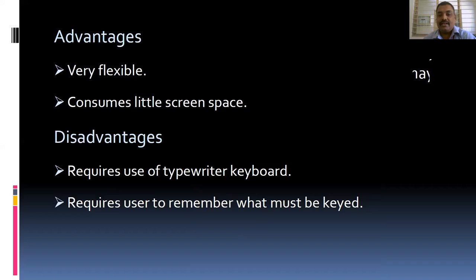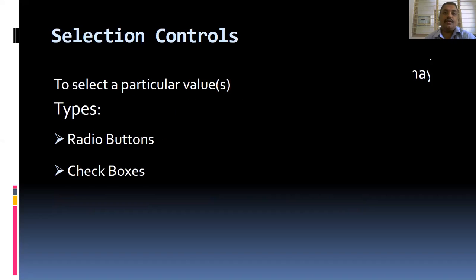It is only text data, and it requires the user to remember what must be keyed, what things are to be typed. For example, if he is typing some university name, the name, characters, and spellings, everything must be remembered by the user. That is the drawback.